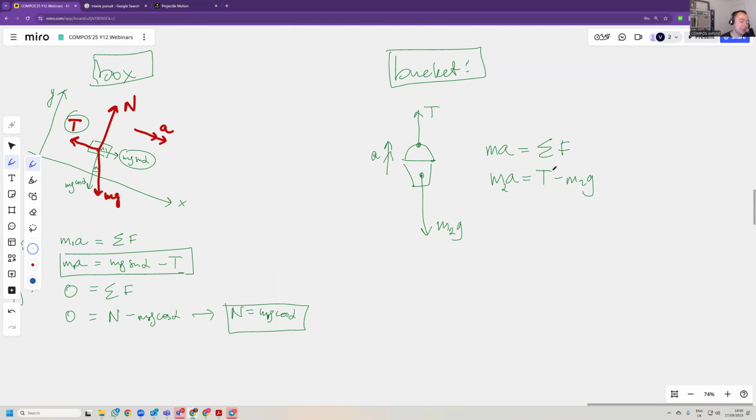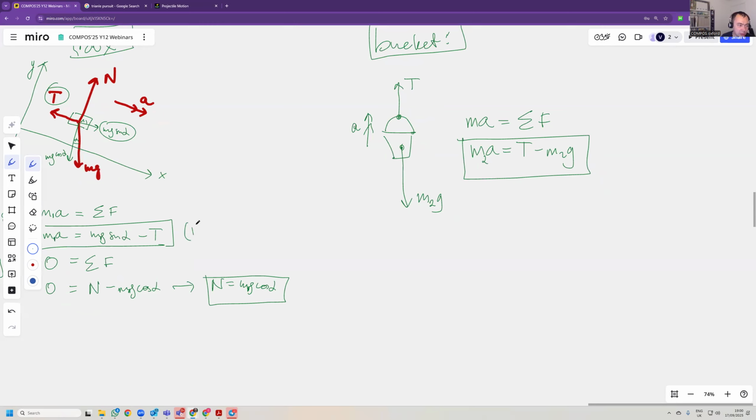Inextensible means that both ends of the rope necessarily move with the same speed. If the rope is not allowed to extend, if one end moves at speed 3 meters a second, then the other end moves at 3 meters a second, right? So they always move together. If it's an extensible string, then one end can move and the other one could stay still. And that's your second equation.